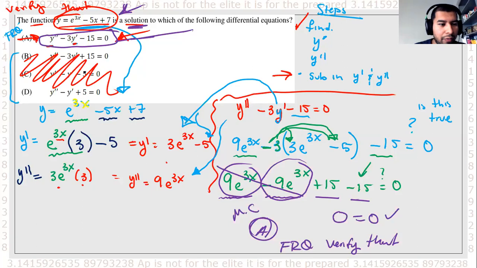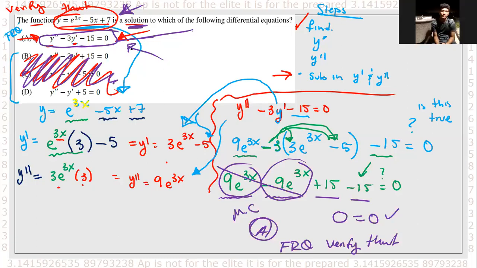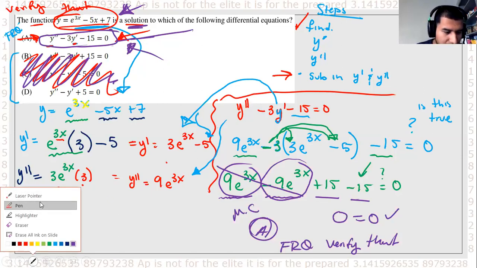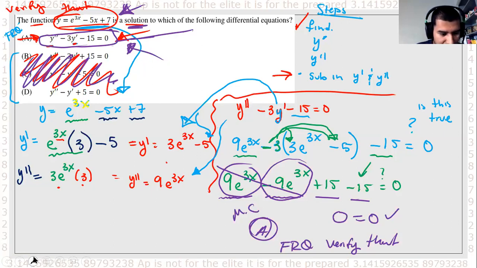If it was a free response, they would give you only one option. They wouldn't give you these right here. They would say, can you go ahead and verify that this differential equation is a solution? They basically show you some equation like the one shown in A. If it was not, let's say that was the original question, you would have to check each one of them, and I don't think we have that time. So I went ahead and did that one.